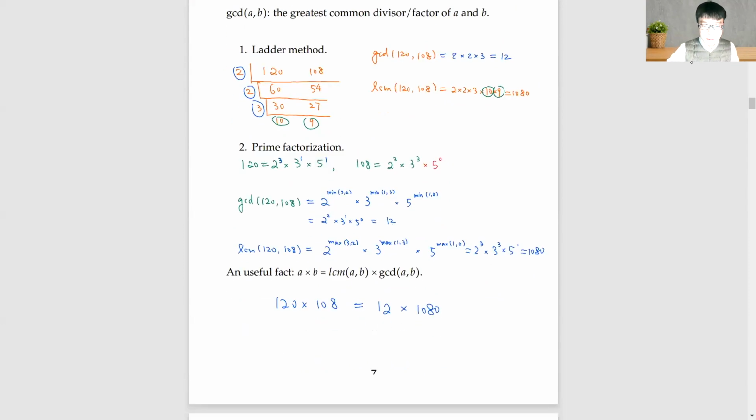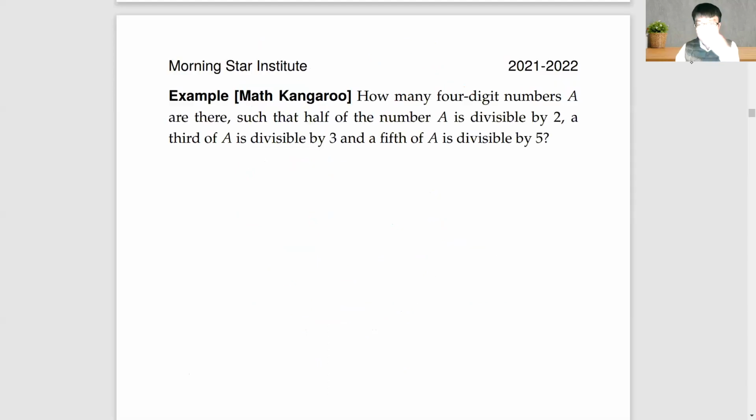Here's one. It's from Math Kangaroo. Okay, it says, how many 4-digit numbers A are there such that half of the number is divisible by 2, a third of this number is divisible by 3, and a fifth of this number is divisible by 5. Let me highlight the keywords. Okay, let me write down every requirement in mathematics.